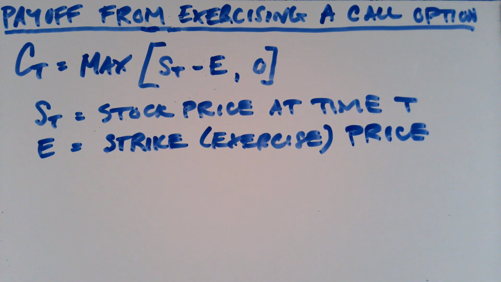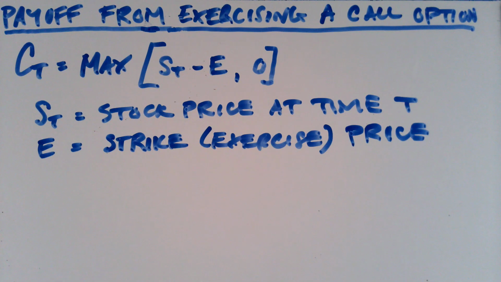Okay, so what are we going to do here? The maximum of S sub t minus E or 0. Well, what does that mean? It means that if S sub t is greater than E, then we go with S sub t minus E because it's going to be positive. But what if S sub t is below E? Then that term on the left is negative, and the maximum of those two would then be 0.